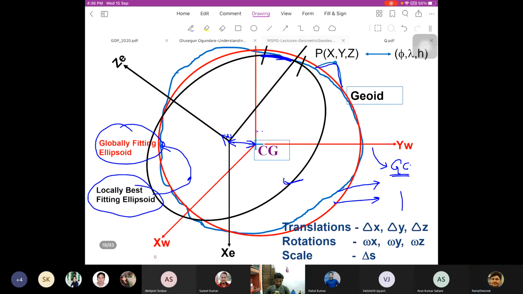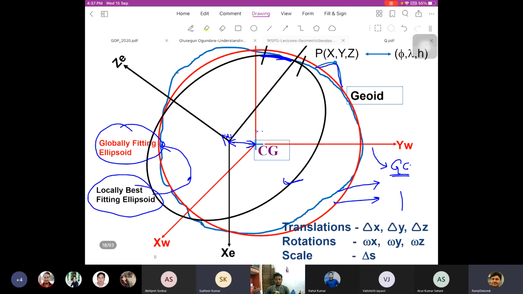Excuse me, sir. Suppose we are following both the global fitting ellipsoid and the local best fitting ellipsoid. What will be the effect on the coordinate system? Is there any effect on coordinates? Will it change? Are both different or will they be the same?